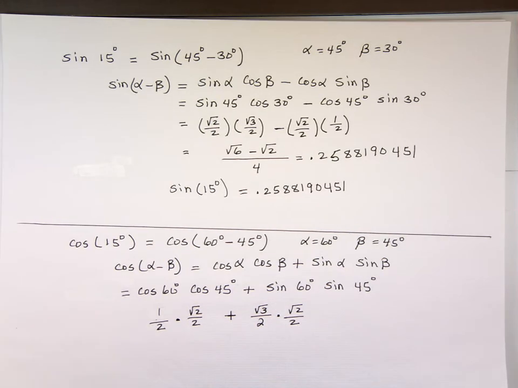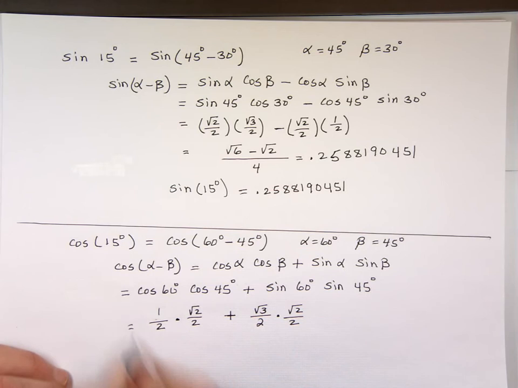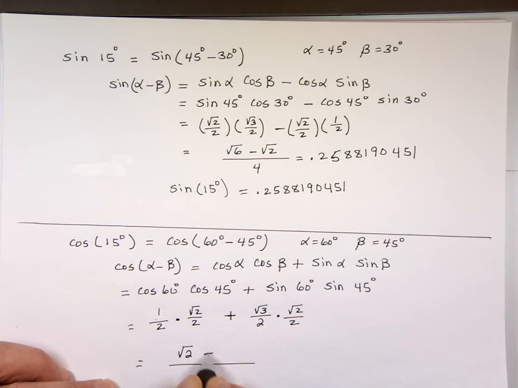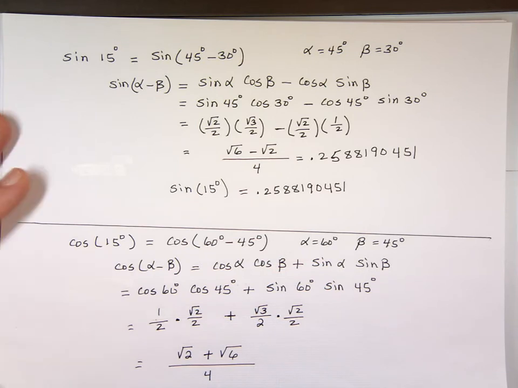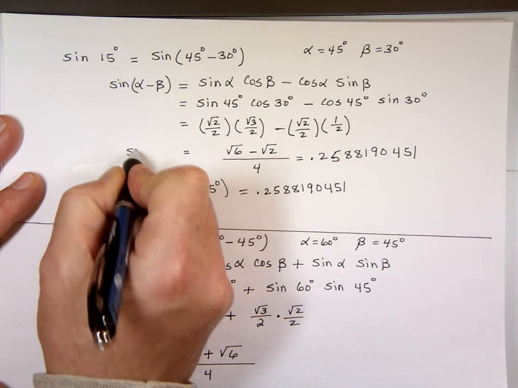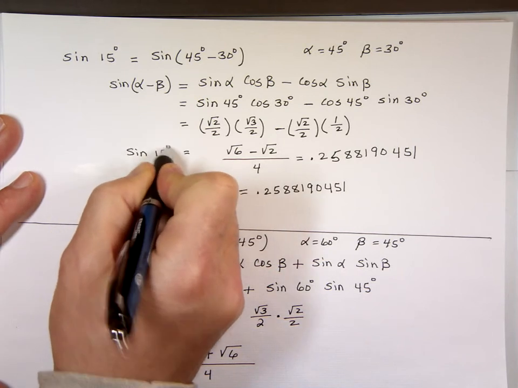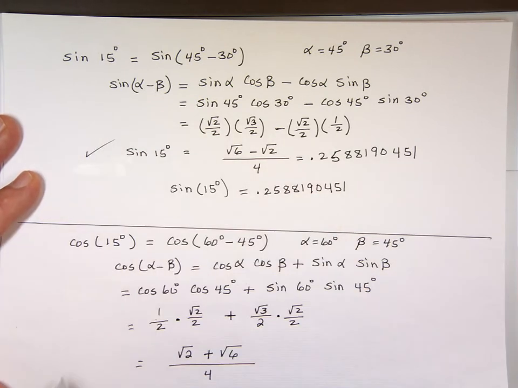And again, you can make that one equation. The bottom is 4 for both of them. That is the square root of 2 plus the square root of 6. So now we have the sine. And now we have the cosine. We got both.